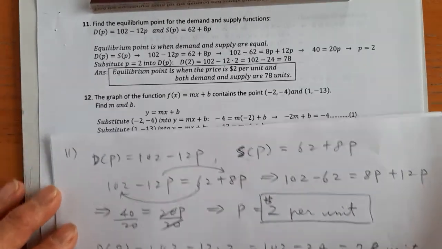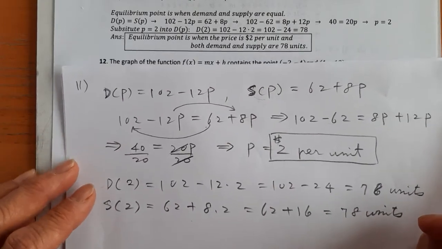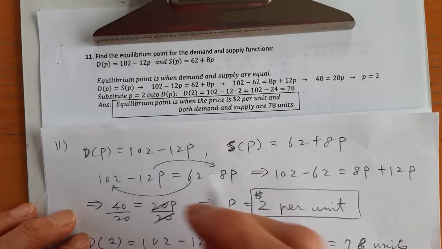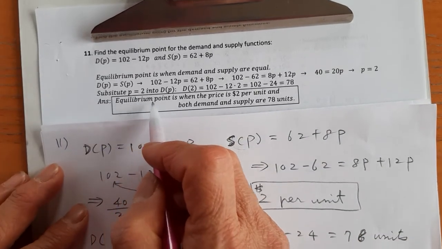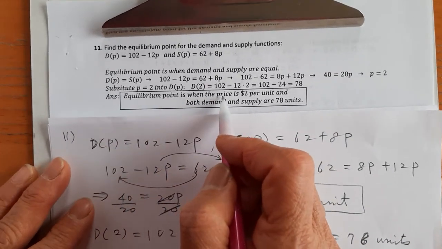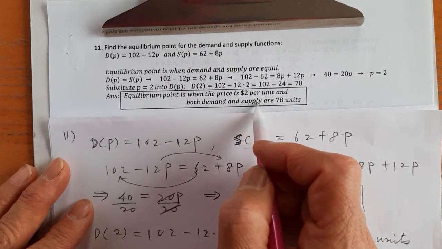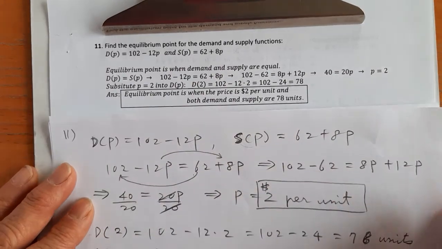So then you will put the answer. You will say the equilibrium point is when the price is $2 per unit and both demand and supply are 78 units.